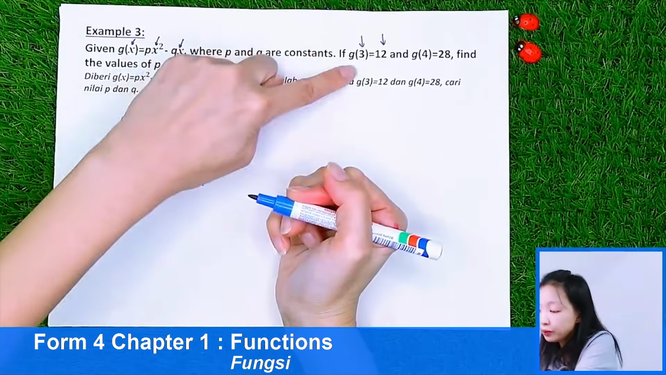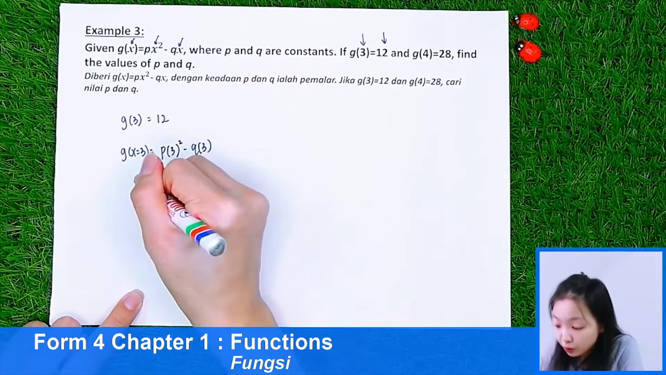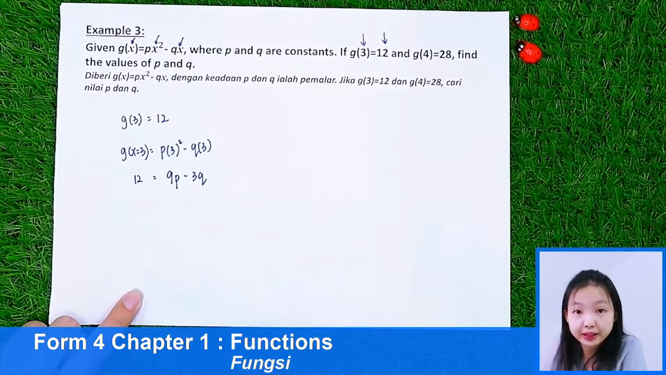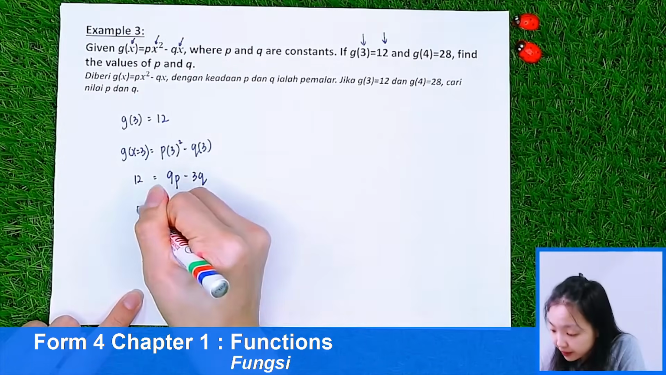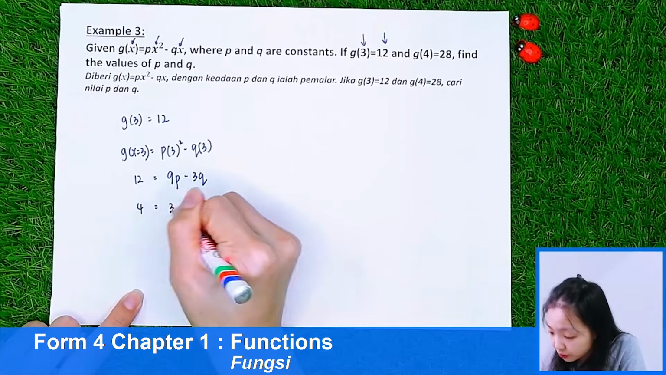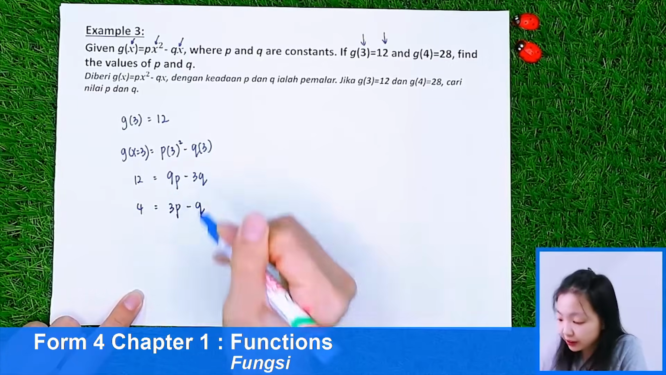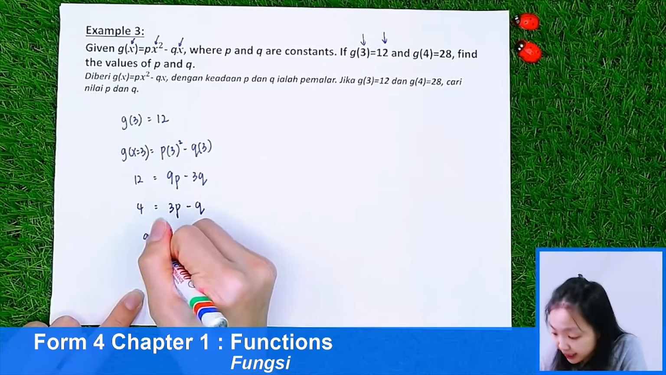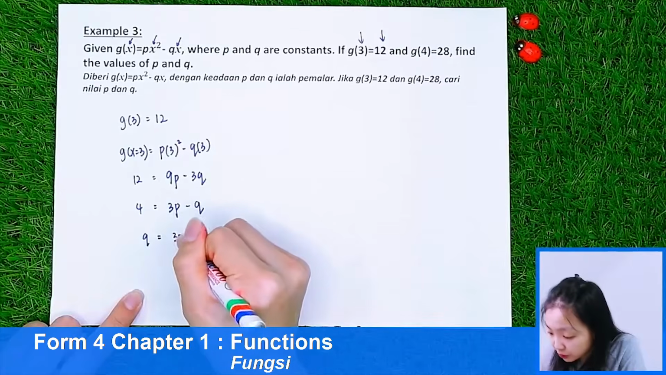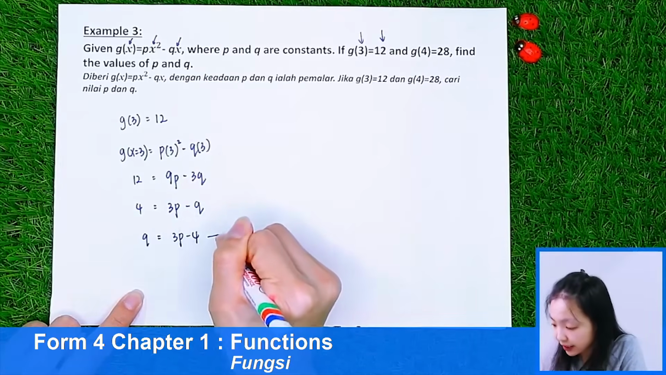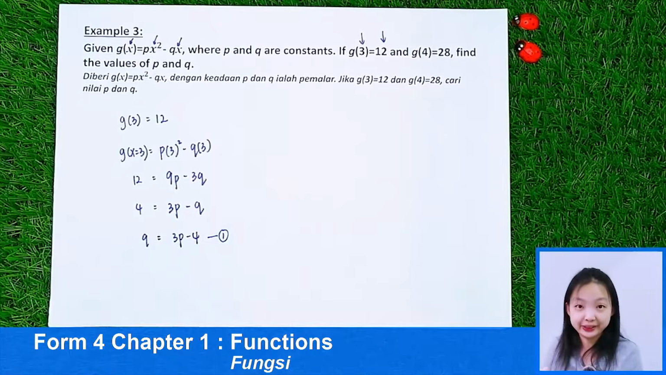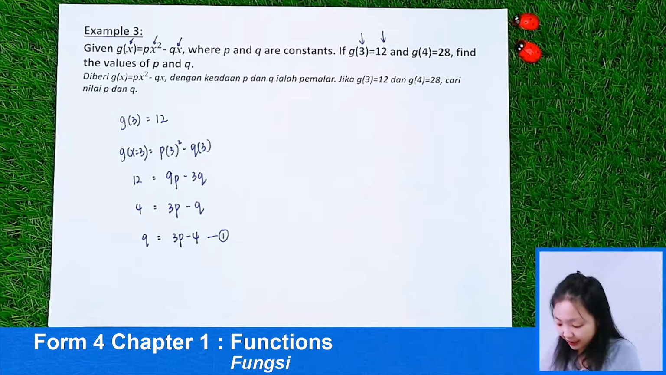So from here, we know that it is equal to 12. I can simplify it to become 4 = 3p - q. So I can modify it to become q = 3p - 4. This is my first equation. Okay, let us go to the second one.